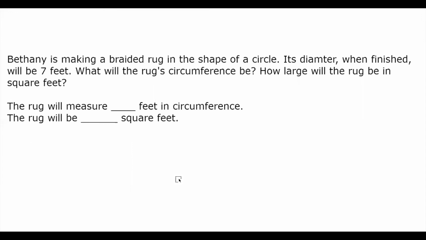Okay, so the next question says, Bethany is making a braided rug in the shape of a circle. Its diameter when finished will be 7 feet. What will the rug's circumference be, and how large will the rug be in square feet? So it's asking you to find the circumference, and when it's asking how large will the rug be in square feet, it's asking you for the area because it says square feet, so that's the keyword. I did not give you the formula for the area of a circle, so I'll give it to you when we do the question. This is the only circle question on here. It might be a little bit hard to do, but it's pretty much just plugging it into the formulas. The formulas are the only difficult part. Once you get that down, you're good.